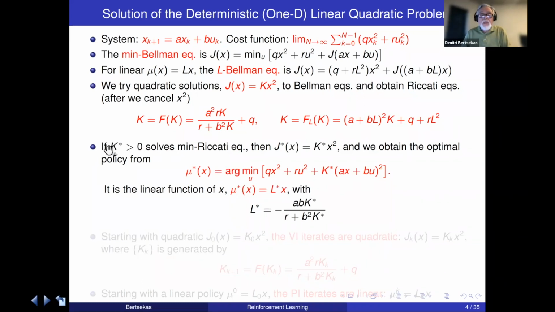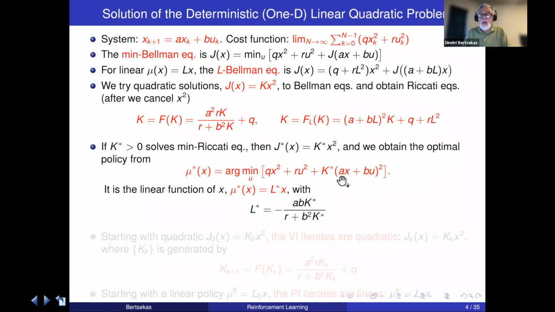which is positive, K star solves the min Riccati equation, then we have a solution, then we have the optimal cost function. That's part of the general theory, that the optimal cost function solves Bellman equation. Turns out it's a unique solution that's positive here. And we also, given K star, we can minimize in the right-hand side of Bellman's equation and obtain the optimal policy, mu star of x.